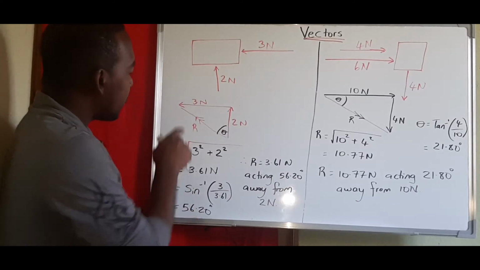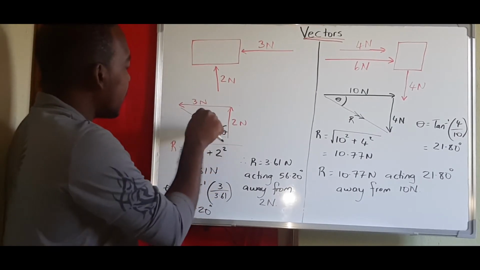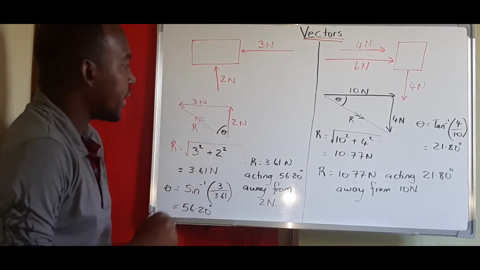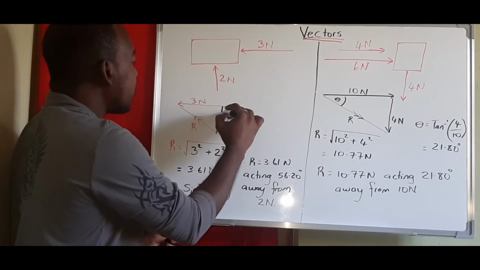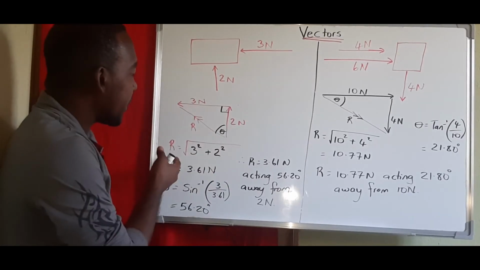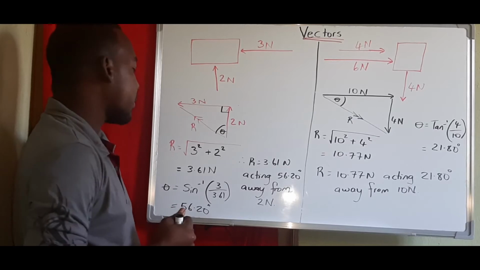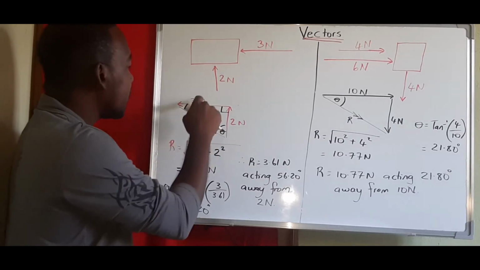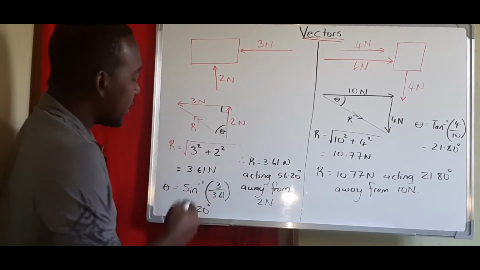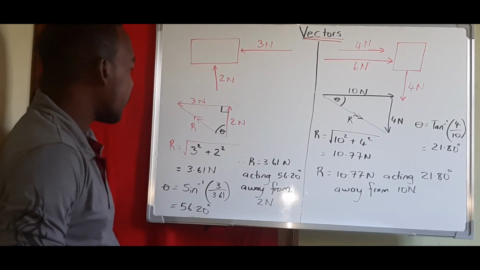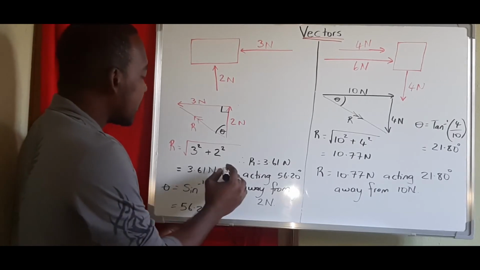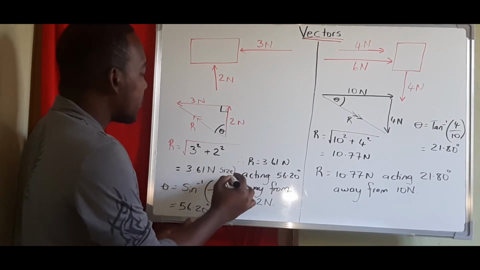Right? So head to tail connection, so therefore resultant R is going like that. Because this is now a right angle triangle, we can use Pythagoras theorem to find the hypotenuse R, which is the square root of 3 squared plus 2 squared. We get 3.61 newtons, right? So now that's just the size. Let's look at the direction.